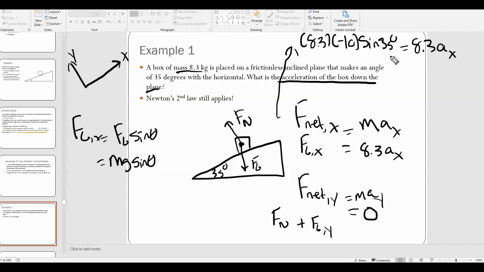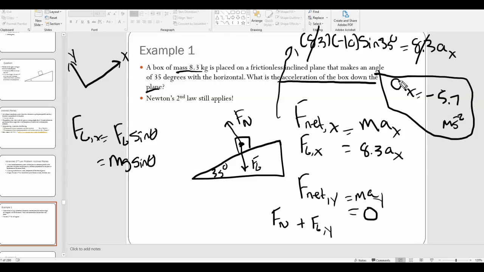Notice, by the way, normally we would just divide both sides by 8.3, and this 8.3 cancels, and this one also cancels. And so you get an interesting fact. The acceleration down the incline actually does not depend on the mass of the object. Okay, so ax is basically just negative 10 times sine 35. And if you do that, you get negative 9.7 meters per second squared, and I am done. Okay, so that is the acceleration of the box down the plane.